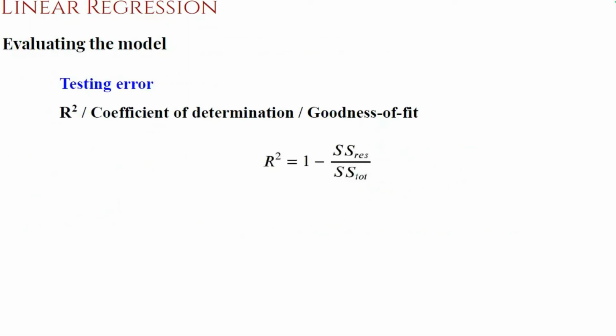One of the most prominent techniques used to evaluate regression analysis models is referred to as the R-square test. It's also referred to as the coefficient of determination or goodness of fit. The equation is like this: R square is equal to 1 minus SS residual by SS total. So this is a very standard notation.